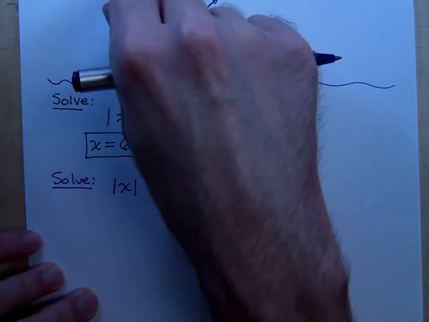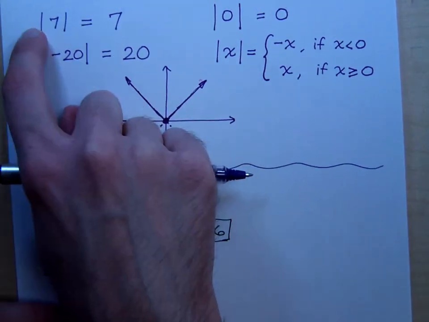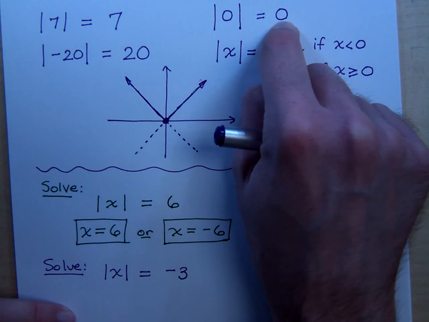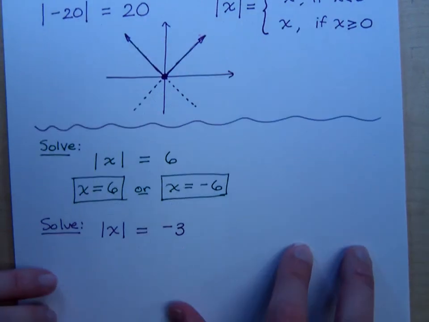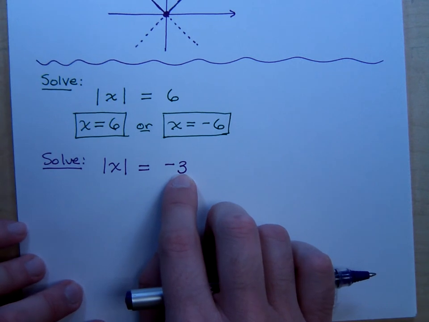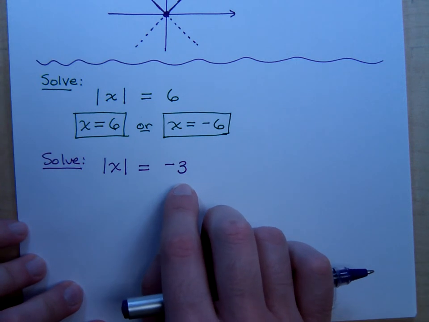Look at all these guys we had up here for the absolute value. The absolute value is equal to positive 7, positive 20. It equals 0. When does the absolute value equal a negative number? Oh, like the tree said to the lumberjack, you're stumped?